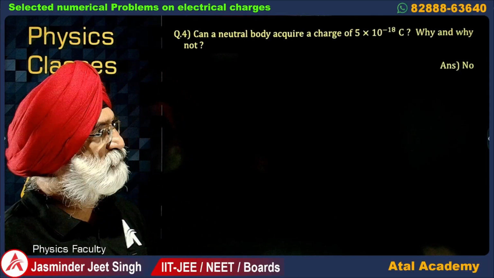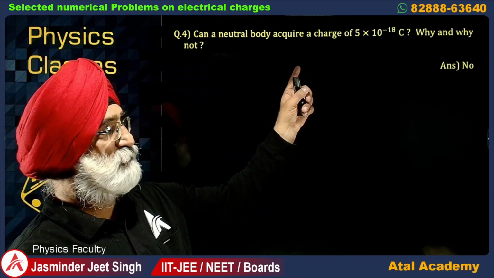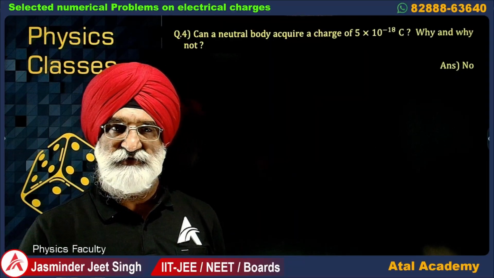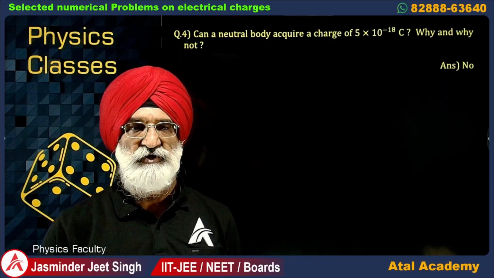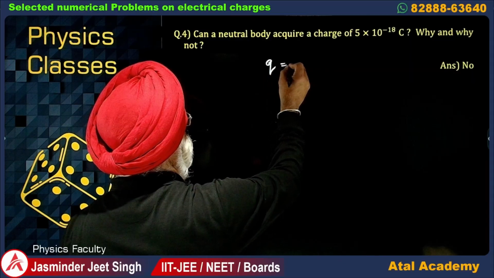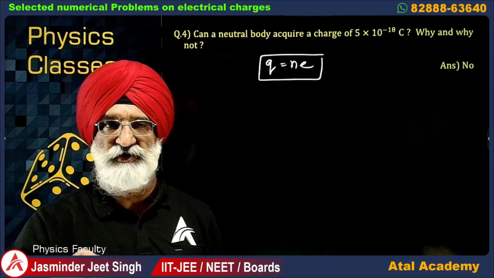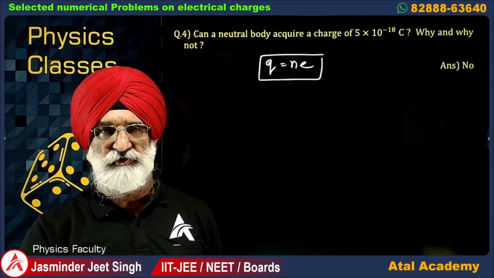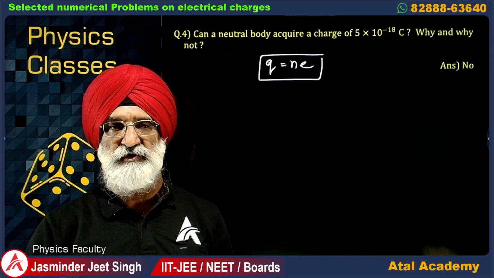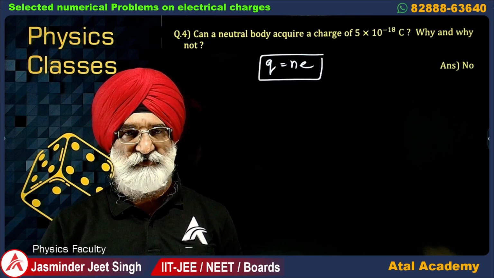Numerical number 4. Can a neutral body acquire a charge of 5 into 10 to the power of minus 18 coulombs? Why and why not? This numerical can be answered on the basis of quantization of charge, which states that Q is equal to N into E. Q is the amount of charge which a body may or may not acquire. E is the charge on one electron, that is 1.6 into 10 to the power of minus 19 coulombs. And N is the number of electrons.